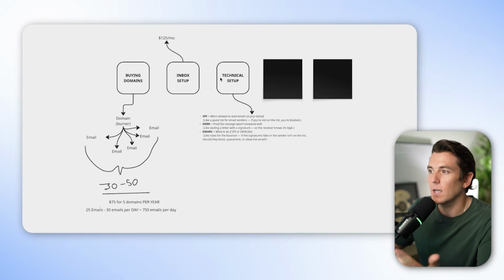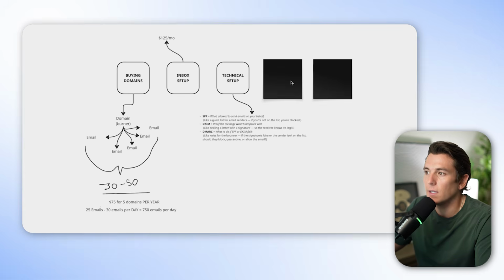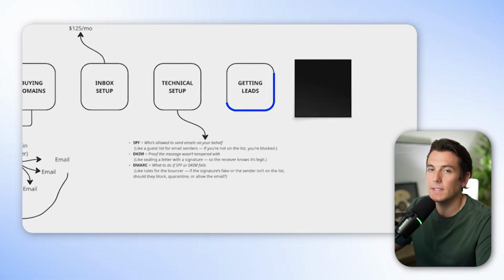This is huge because it not only saves you a ton of time, but it removes any margin for error and can just give you confidence that you're going to actually land in the inbox of the customer. So once we have the domain set up, we have the inbox set up, we have the technical setup done through Instantly, the next thing that we need to focus on is getting leads.